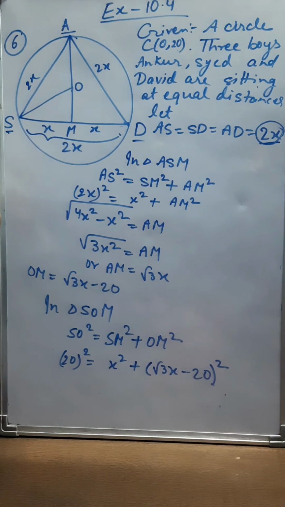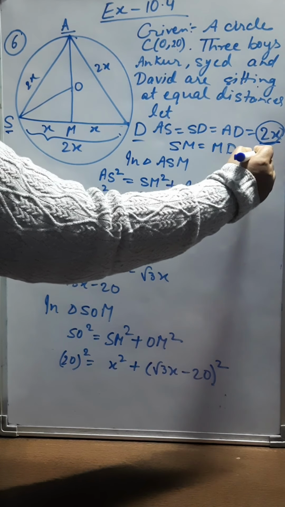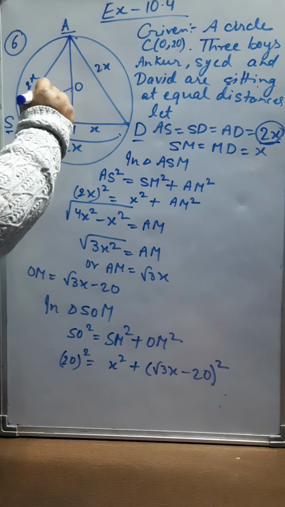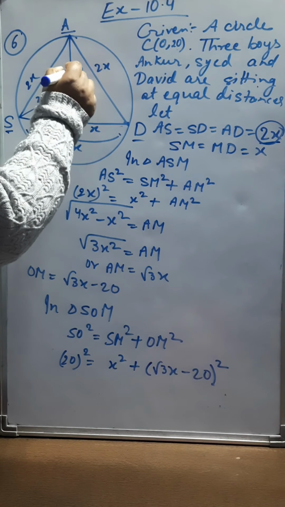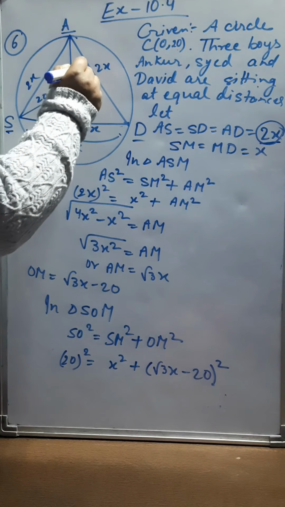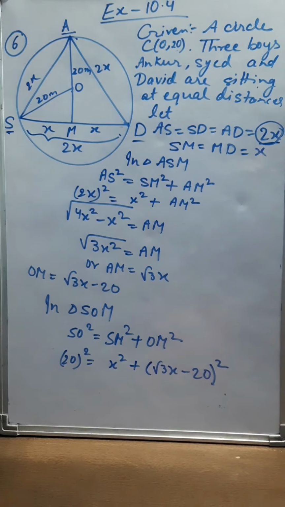So clearly OM will bisect SD. So we can write SM is equal to MD is x. Now can you tell me the length of OS? Is it equal to 20? What is the length of AO? This is also equal to 20, because this is a circle of radius 20 meter. So SO will be equal to AO, all are 20 meter.